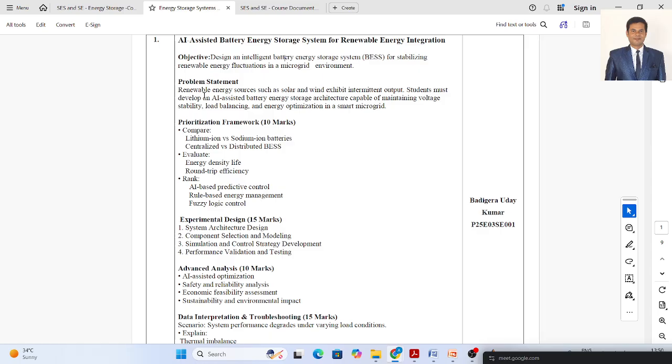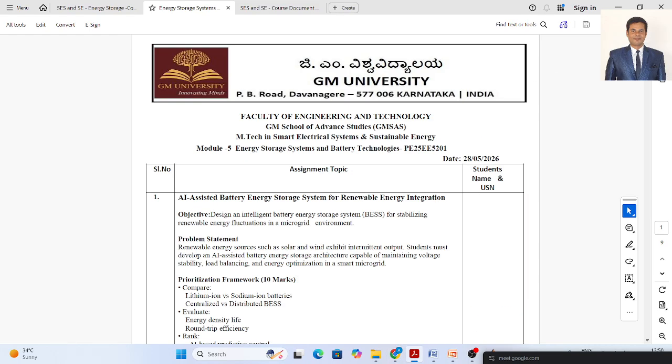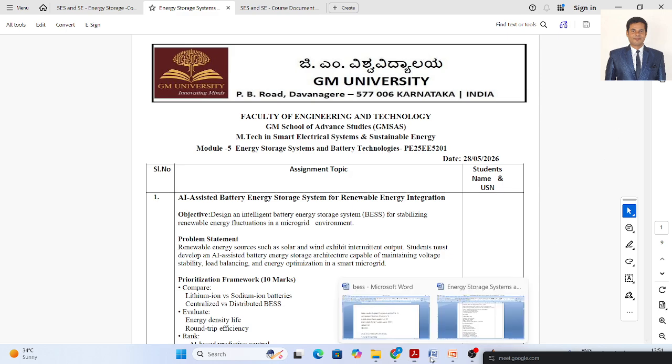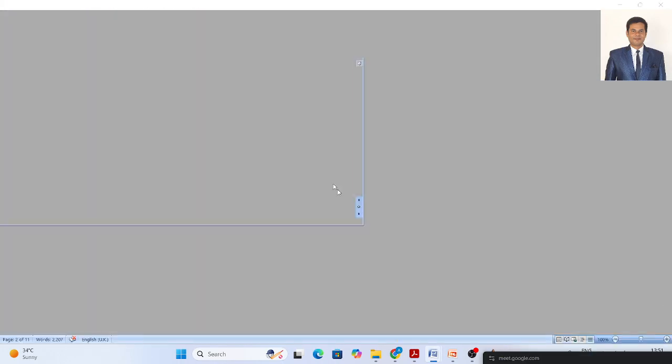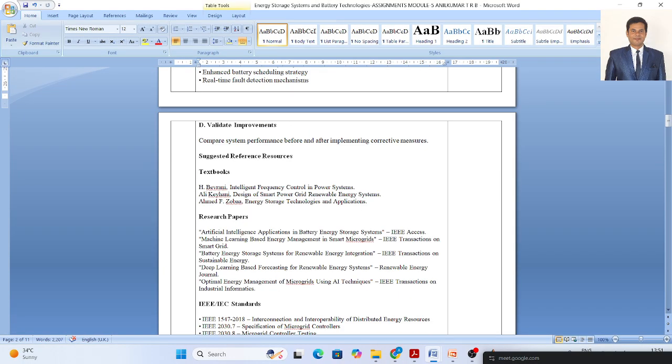So now in these questions, for Uday I have given the question like an AI-assisted battery energy storage system for renewable energy integration. This is actually an assignment, okay? So we'll share the assignments by tomorrow. This is not finalized yet, so we have to make a little bit of modifications. The student has to find out the failure in the objectives, right? So that is what I am going to include, the failure in the objectives.